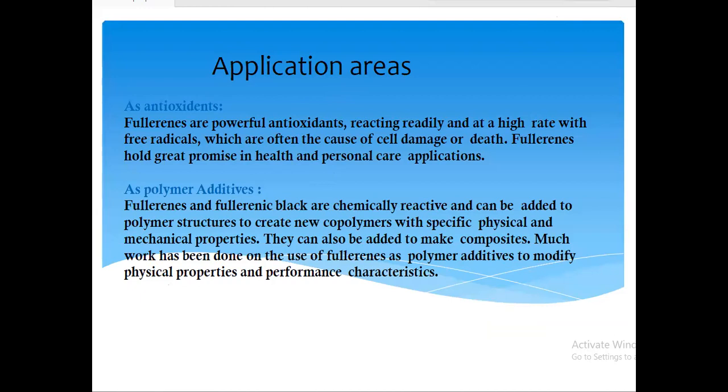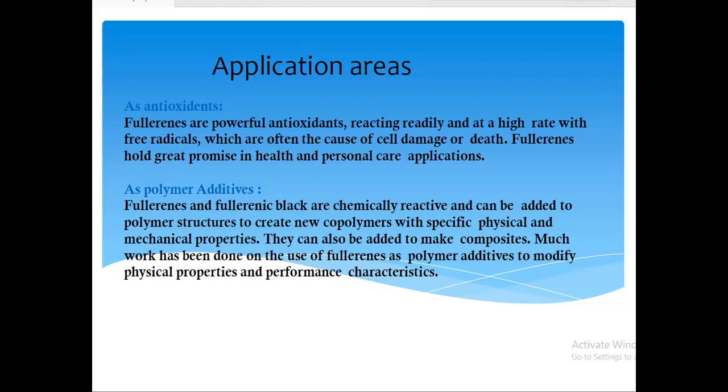Fullerenes hold great promise in health and personal care applications. They react readily at a high rate with free radicals, which are a basic cause of cell damage and death. So if they react with them, they can reduce the effect or even remove it, which promises good health and personal care applications.